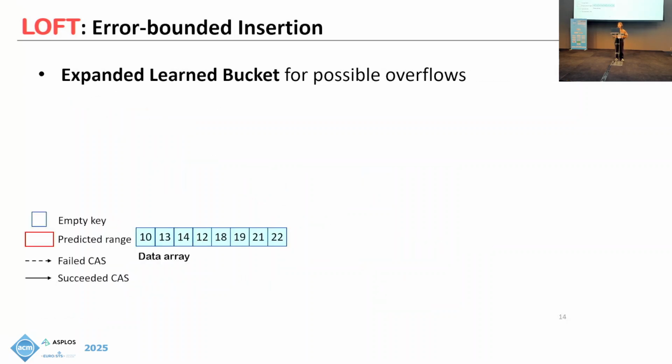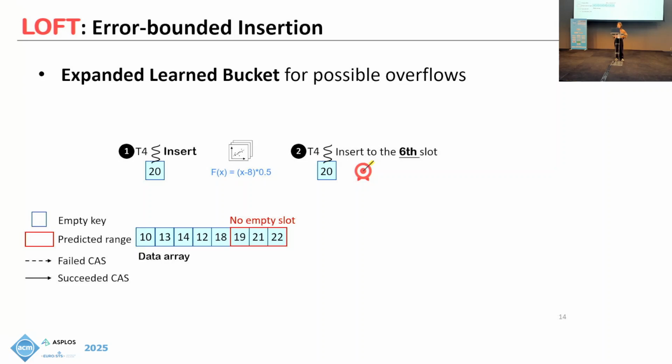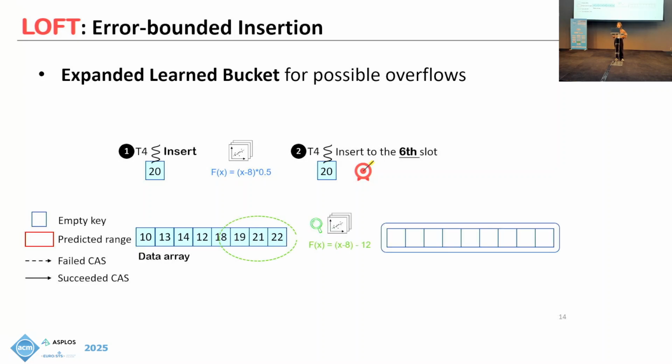But there can be a situation where a thread wants to insert items into the data array, and it finds that there is no empty slot within the predicted range. In LOFT, we propose an expanded learned bucket. The expanded learned bucket is just like a small data array, but with different models. We just expand the model in the data node to accommodate the insertions. In such a way, the index operations within the expanded learned bucket perform just like they do in the data array.